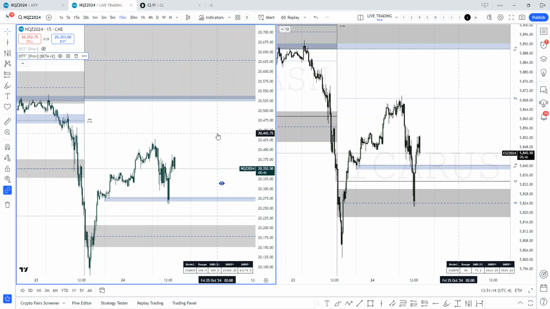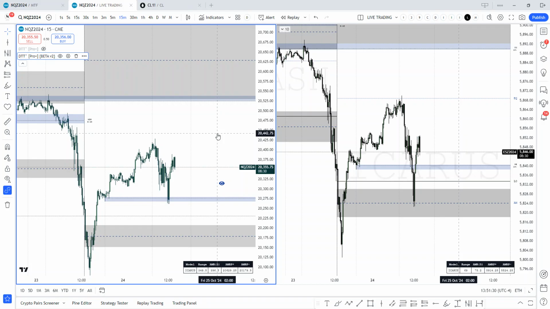With DTT, it breaks down the daily profile into fractal models. Same thing for the week. We know the area where to look for longs or shorts. It doesn't mean you long or short right away.